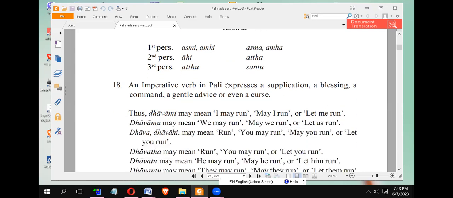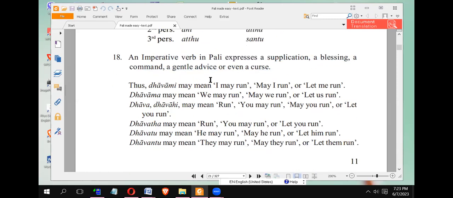Now the imperative verb in Pali expresses a supplication, a blessing, a command, a gentle advice, and it occurs. So this means that the meaning actually is quite big here. All right, so dawami, you have to write in three ways: I may run, may I run, let me run. Dawama, ma here is we. So we may run, may we run, let us run. And this is the second person singular. So dawa, dawahi: run, you may run, let you run.